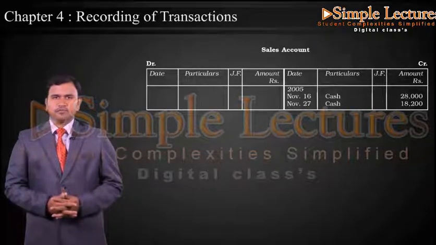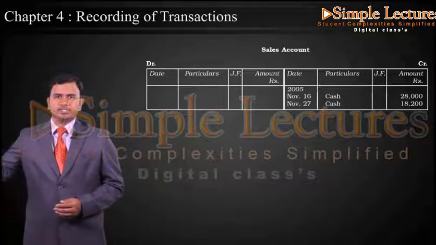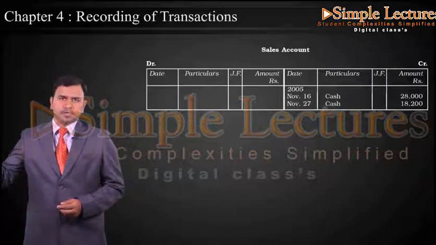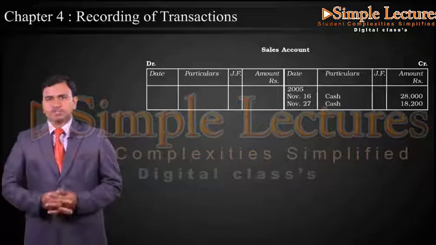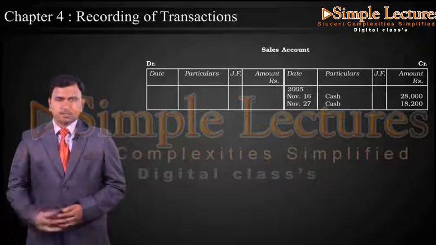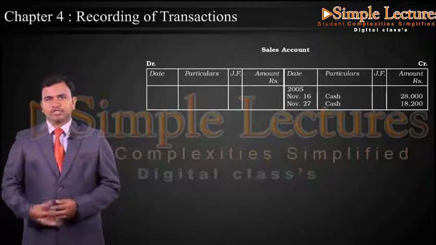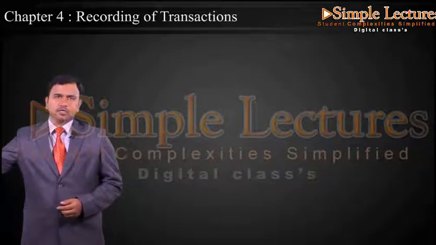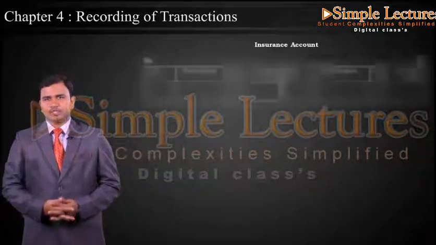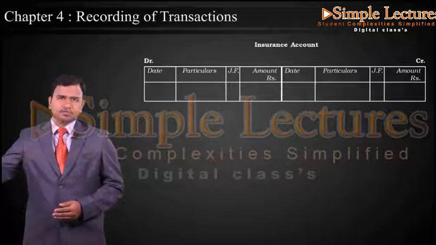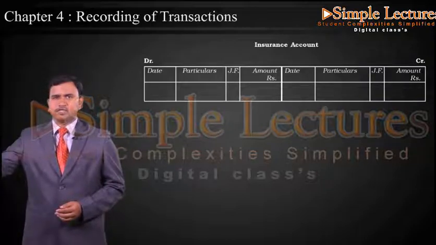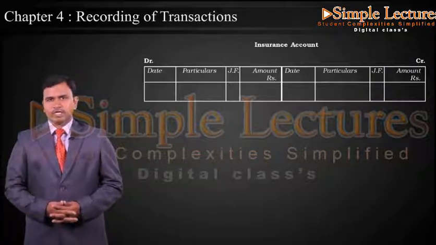The next account we have in the credit side is insurance. Insurance was paid, so it is an expense. As I said, expenses will show a debit balance. So let us prepare the account for insurance. The heading or title will be insurance account. The format remains the same: date, particulars, amount, date, particulars, amount. Left hand side DR and right hand side CR.